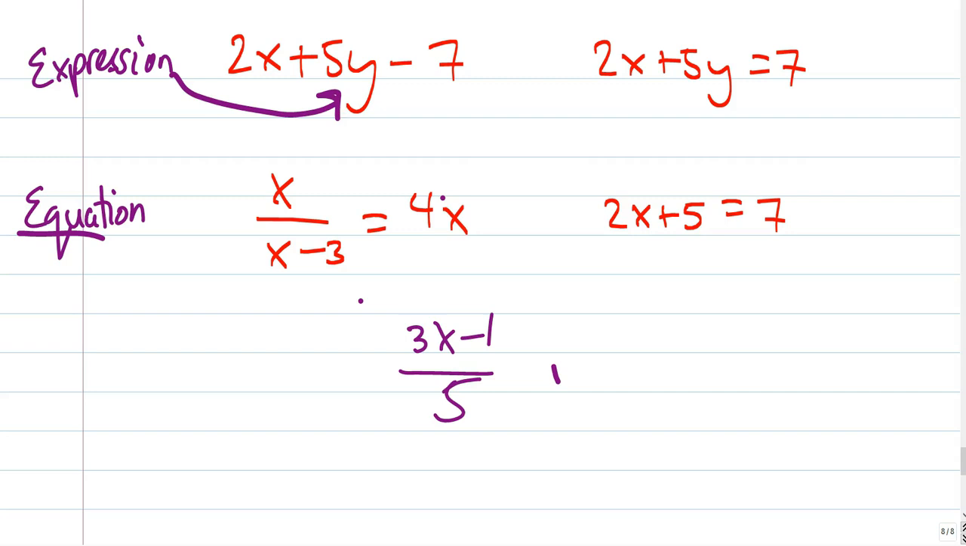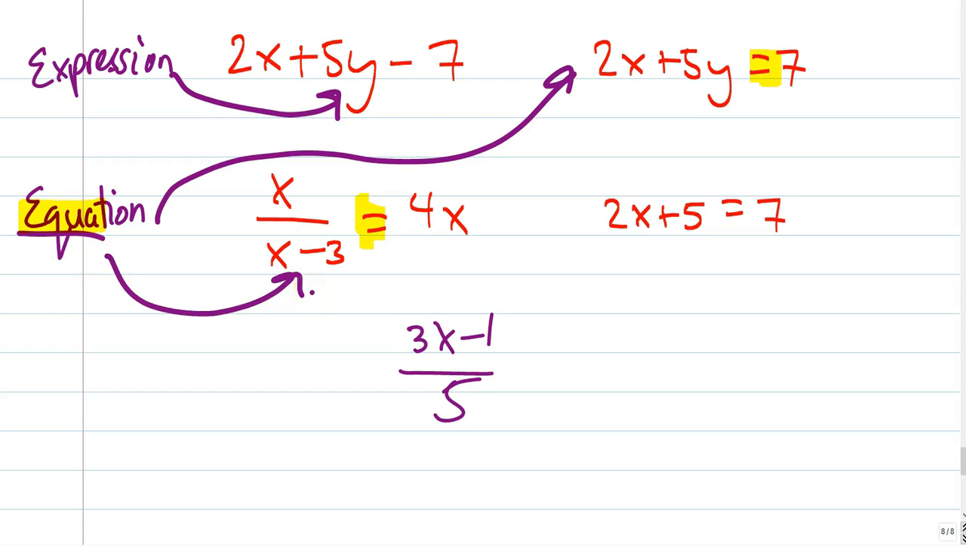Now if I said 2x plus 5y equals 7, that equals gives me that equation. It makes it an equation. What about x over x minus 3 equals 4x? The minute I said equals, that equals makes it a what? Equation. 2x plus 5 equals 7. The minute we said equals, that makes it an equation.